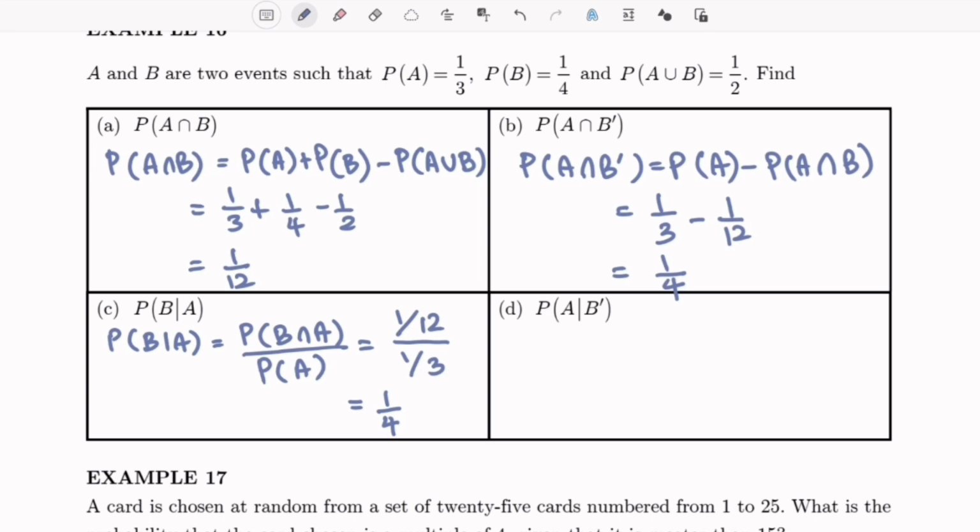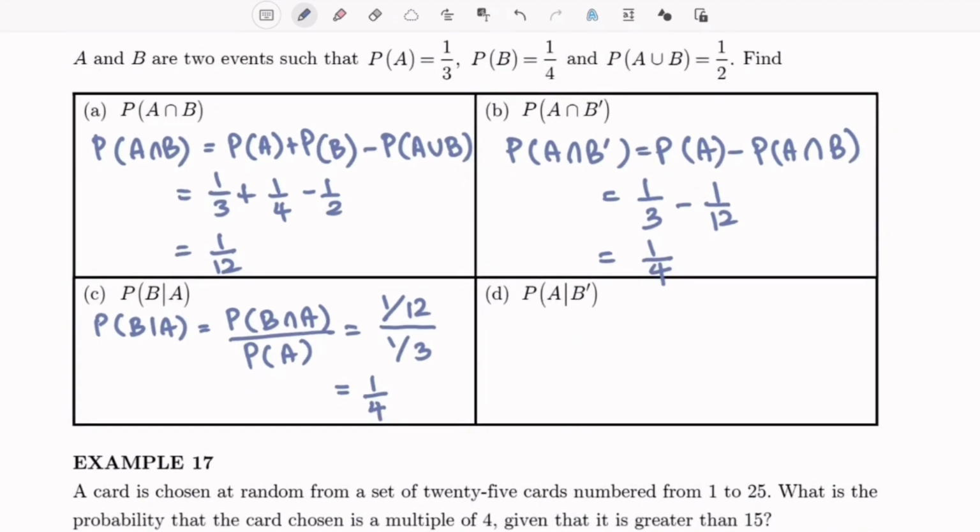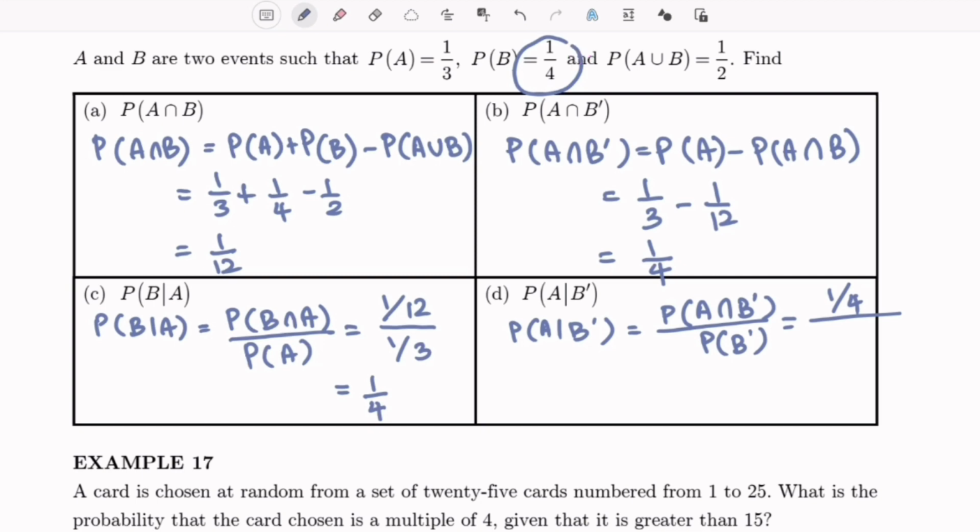Question D, the probability of A given B complement. So again, use the formula in page 14. Substitute in the values, 1/4 over, the complement of B is 1 minus 1/4. Simplify that and you get 1/3.